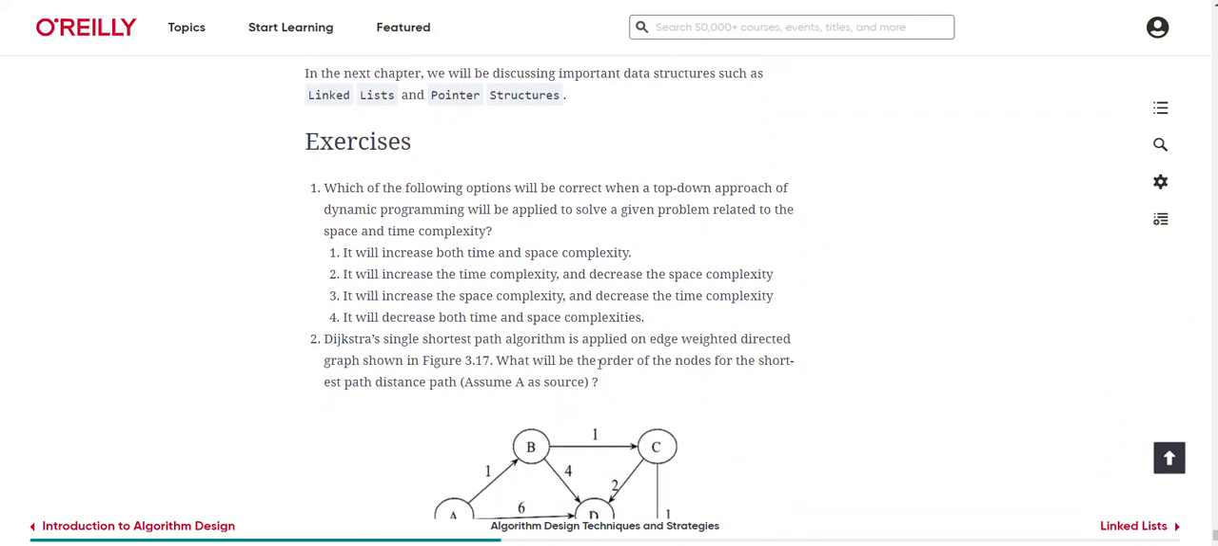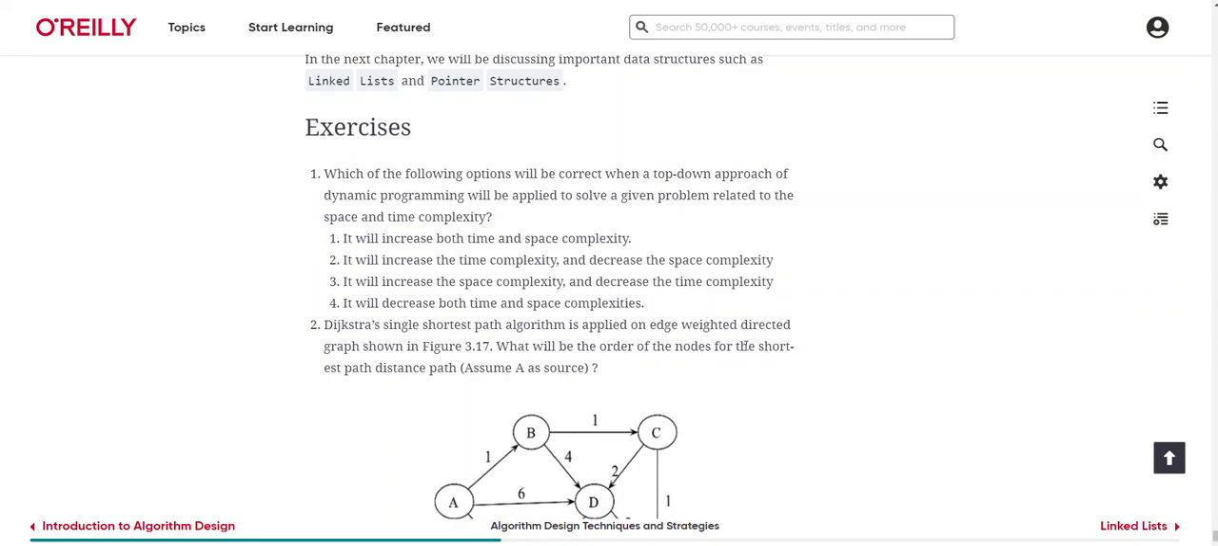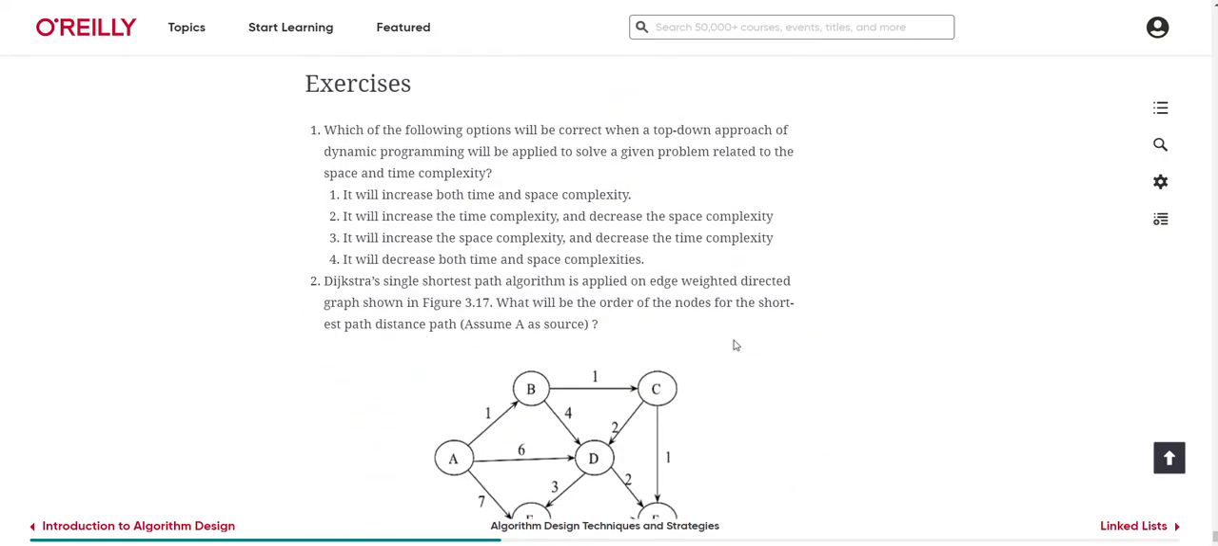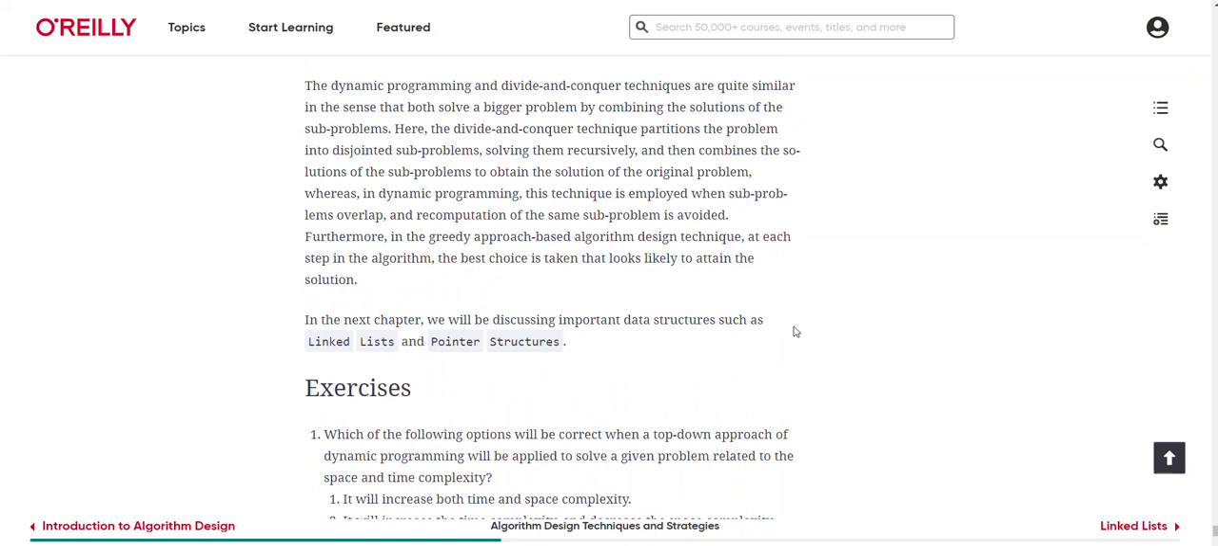Go through and evaluate these. Answers are back at the appendix. Okay? And I will see you in another lesson.